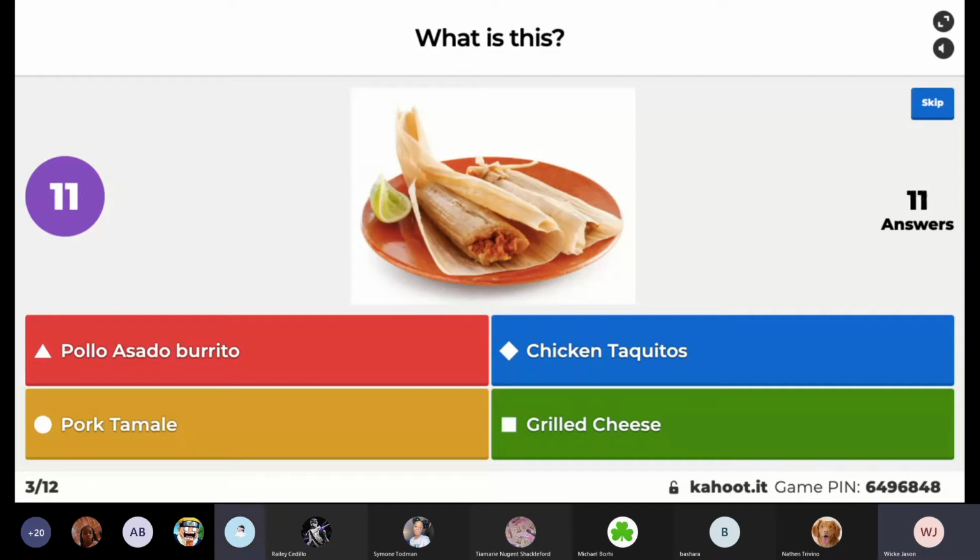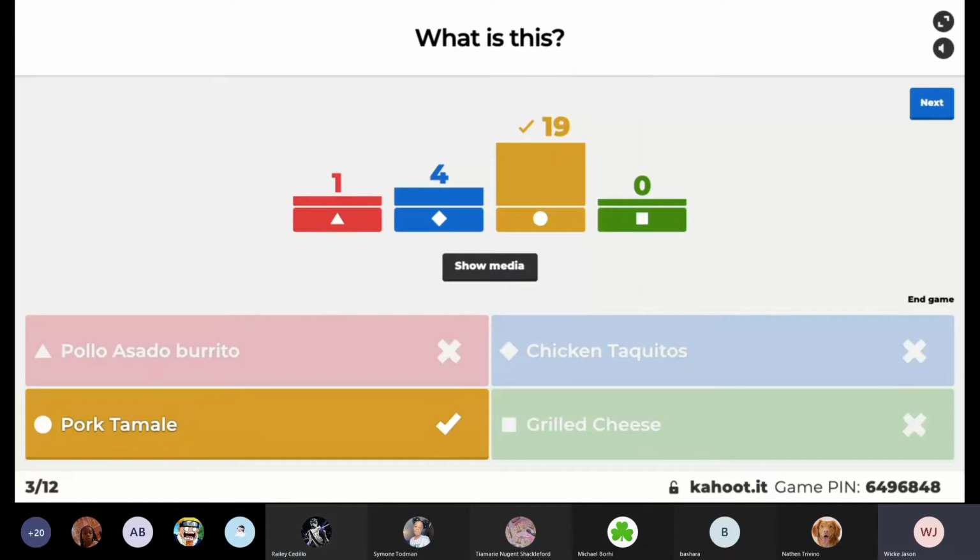Is it red pollo asada burrito, blue chicken taquitos, yellow pork tamale, green grilled cheese? 3 seconds. I'm so happy I'm Hispanic. What is this? Yes, it is a pork tamale. And remember we had that story about the guy who got rescued by this Mexican family and they give him a tamale? So that's what a tamale looks like. Delicious.